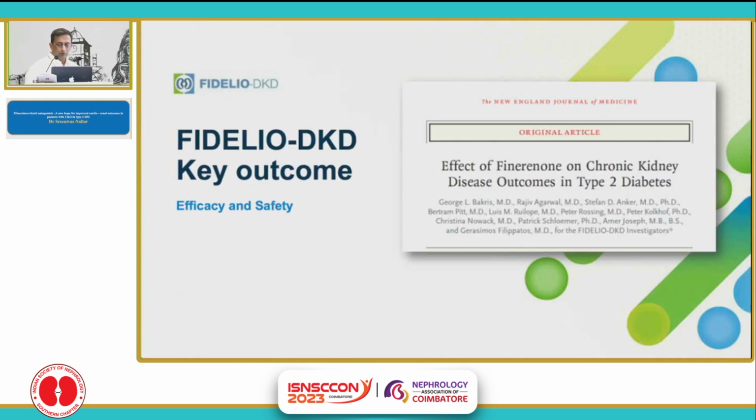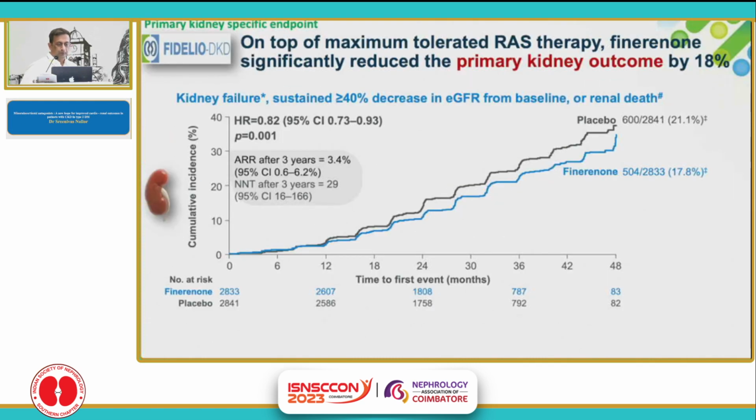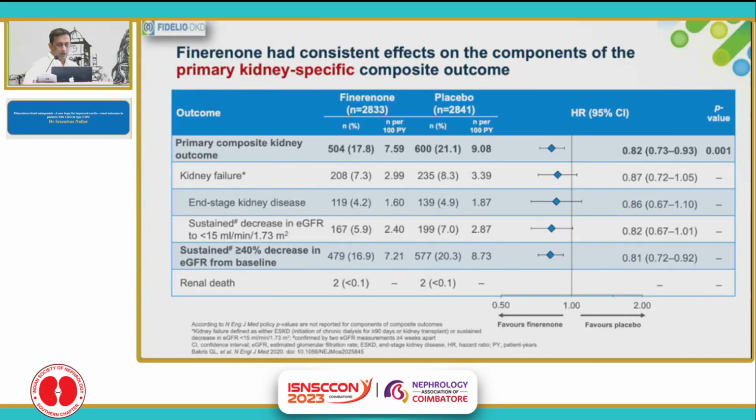Now, looking at the outcomes. So, this is the Fidelio DKD study. On top of maximum tolerated RAS therapy, finerenone significantly reduced primary kidney outcome by 18%. Number needed to treat was 29 at the end of 3 years. Very significant. And the individual primary composite endpoint again showed favoring finerenone.